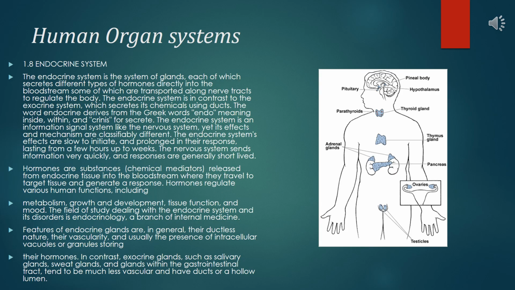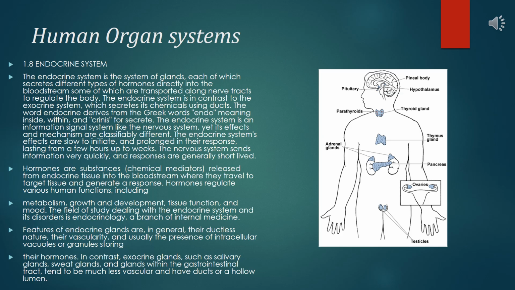The endocrine system is the system of glands, each of which secretes different types of hormones directly into the bloodstream, some of which are transported along nerve tracts to regulate the body. The endocrine system is in contrast to the exocrine system, which secretes its chemicals using ducts. The word endocrine derives from the Greek words endo, meaning inside, within, and crine, for secrete.